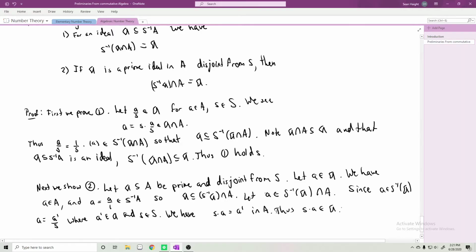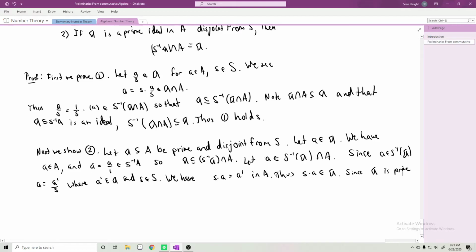Since this is a prime ideal and it's disjoint from S, since 𝔞 is prime, we either have to know either a isn't here or s isn't here, but 𝔞 is disjoint from S. So the latter condition can never happen. Thus, a is in. What did I want to say? Somehow this seems not right.